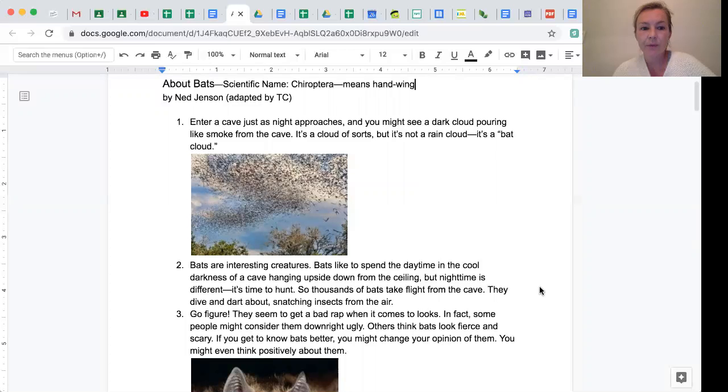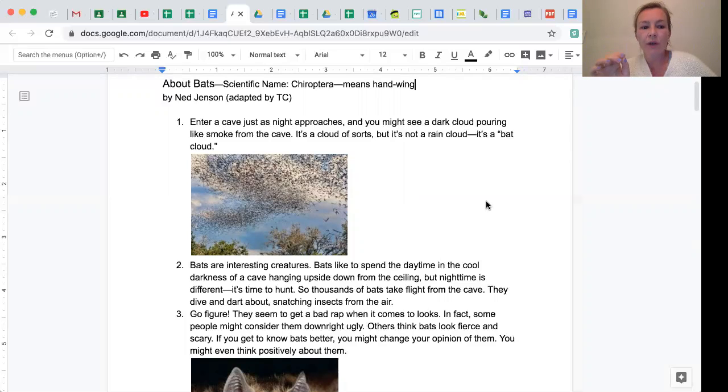All right. About bats. Scientific name, Chiroptera, meaning hand wing, by Ned Jensen, from paragraph 1. Enter a cave just as night approaches, and you might see a dark cloud pouring like smoke from the cave. It's a cloud of sorts, but it's not a rain cloud. It's a bat cloud.